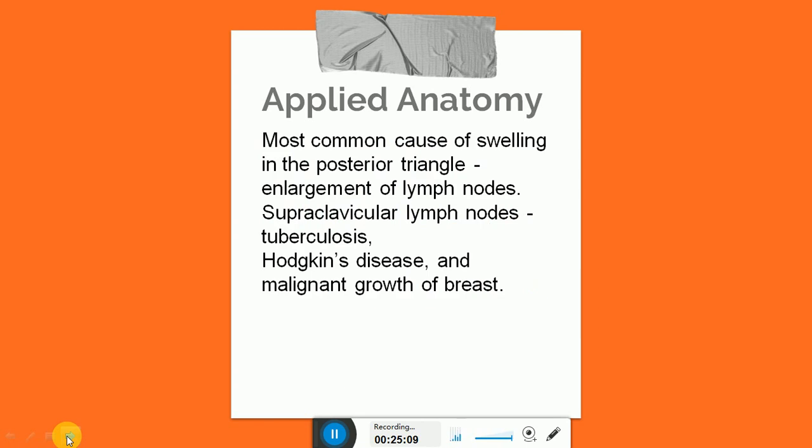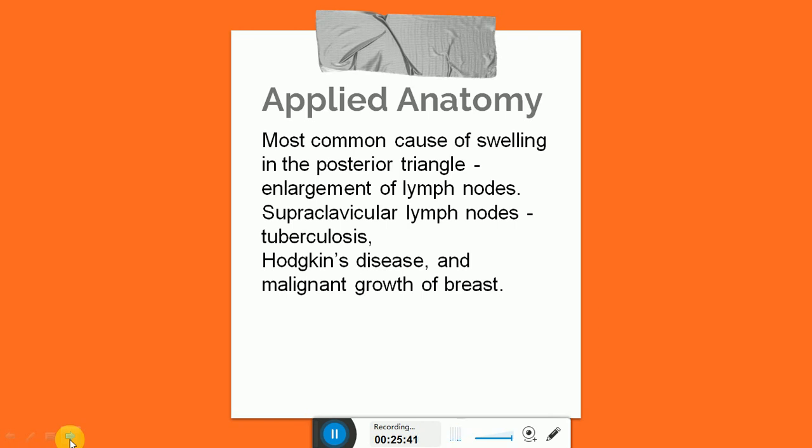And in that region we have already seen a few lymph nodes. Those lymph nodes can get enlarged. The most common reason is tuberculosis, and there can be breast cancer. And when these lymph nodes are enlarged, we see them as a swelling in the posterior triangle of neck.